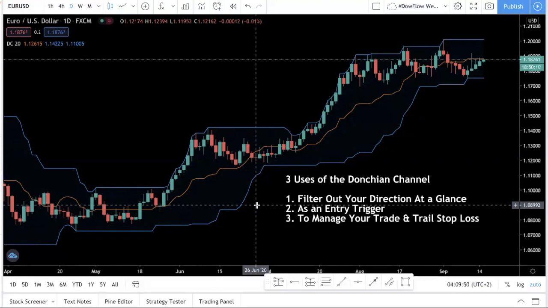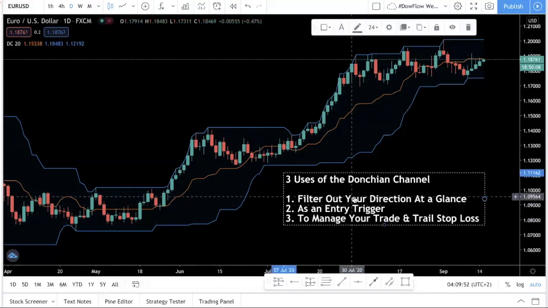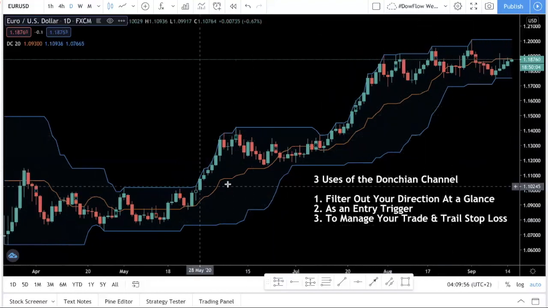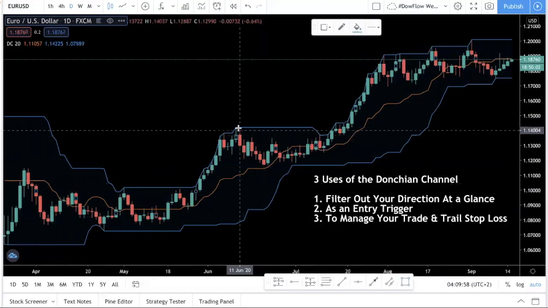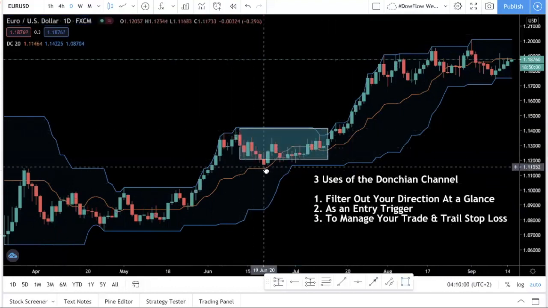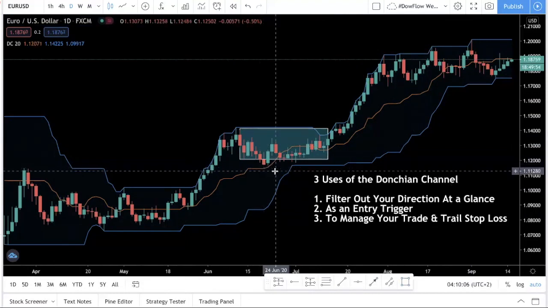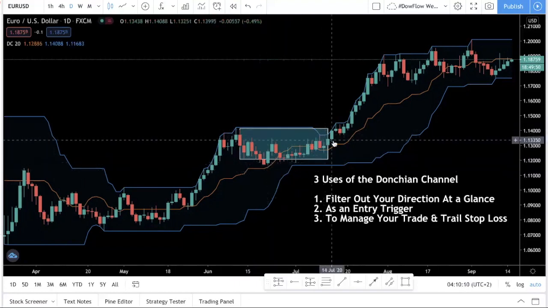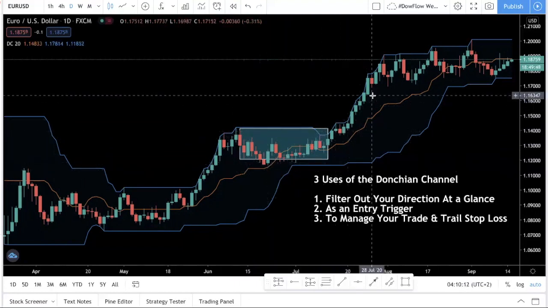So this indicator will help you filter out your direction at a glance. Okay, what you want to do is ask yourself, let's look at price somewhere around here. Is price above or below this middle orange line? Okay, so as a general rule of thumb, if price is above it, let's say this area is price above, you only want to be buying, okay? You do not want to be selling. So at a glance, you know that, okay, I should not be selling. The trend is up, right?